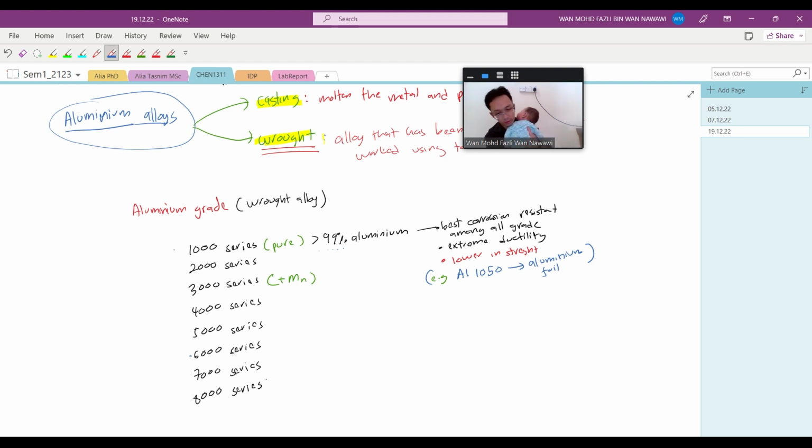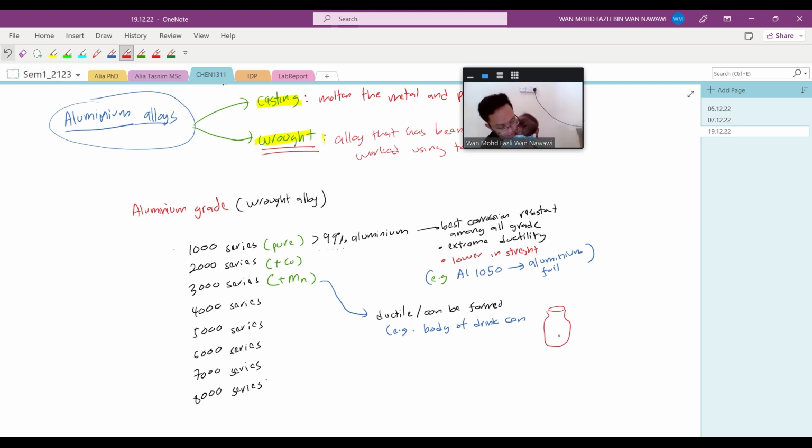And then 2000 series is where they add copper, and we learned before that 3000 series adds manganese. The properties for this are that it can be ductile and can be formed. An example is the body of a drink can.